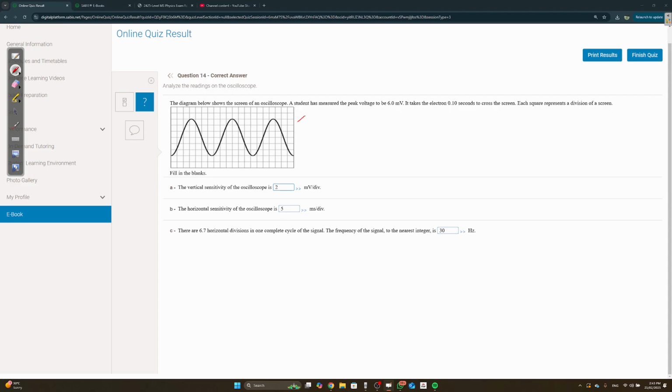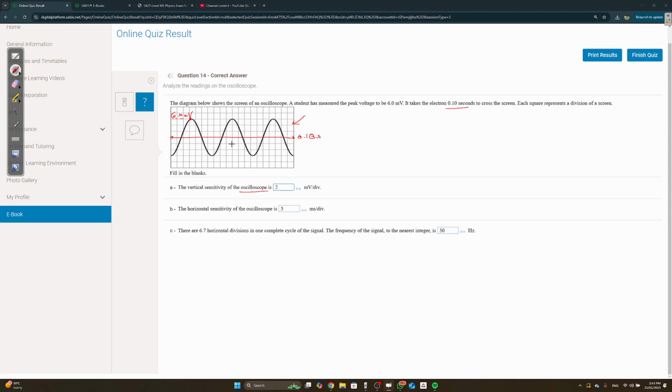The diagram below shows the screen of an oscilloscope. The student has measured the peak value to be 6.0 millivolts, and it takes the electron 0.10 seconds to cross the screen. To cross the whole screen is 0.10 seconds. The vertical sensitivity of the oscilloscope is how much?